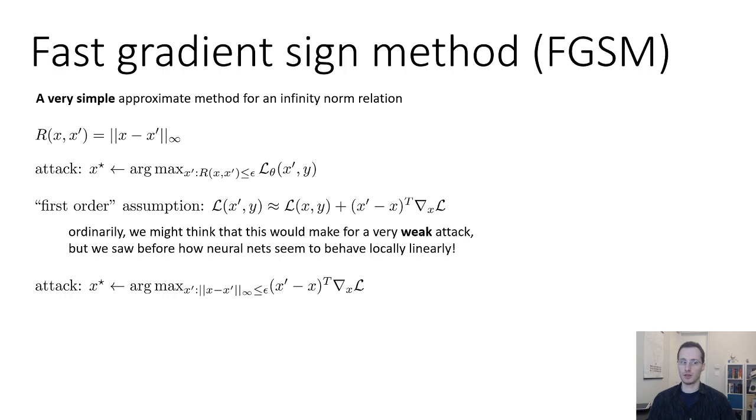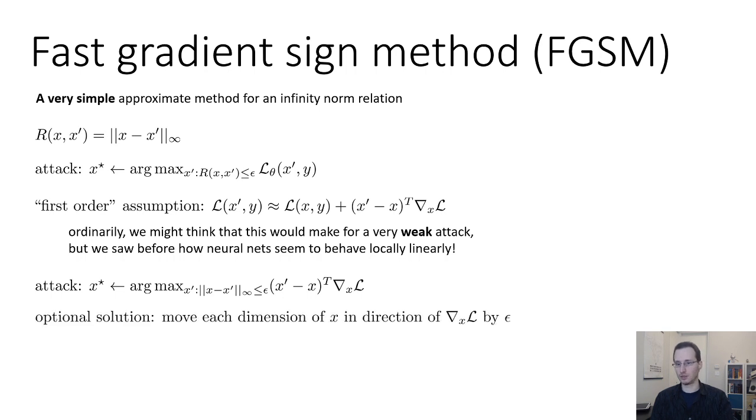Since the infinity norm has no dependencies between the different dimensions, basically each dimension can change by at most epsilon in either direction, which means there's no reason not to change every dimension of x by the maximal permitted amount. So we can solve this optimization problem simply by perturbing every single dimension of x by epsilon in the direction of the gradient for that dimension. All we really need is the sign of the gradient. For every dimension of x, we calculate the sign of the gradient, and if that sign is positive, we add epsilon, and if it's negative, we subtract epsilon. That gives us the solution to this constrained optimization problem. So the optimal solution is to move each dimension of x in the direction of the gradient of L by epsilon.